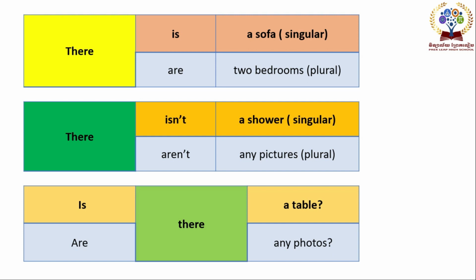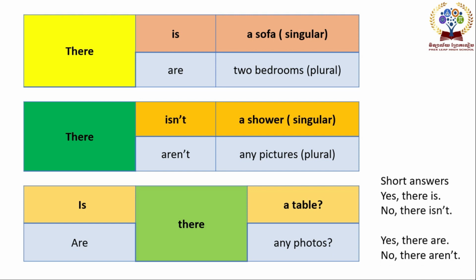So in here, when we want to use there is and there are, you have to make sure that there is is used with singular and there are is used with plural. When you want to make it a question, you just put is or are before there. Like, is there a table? Are there any photos? So let's look at how we can respond to this question.